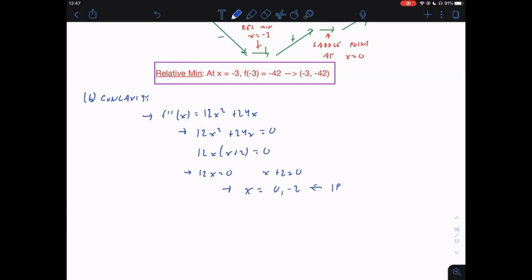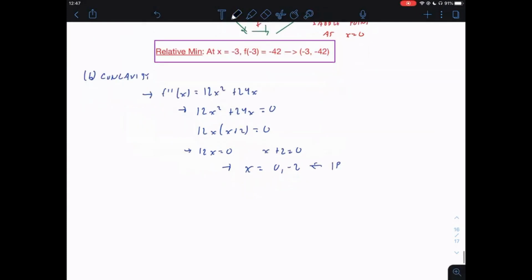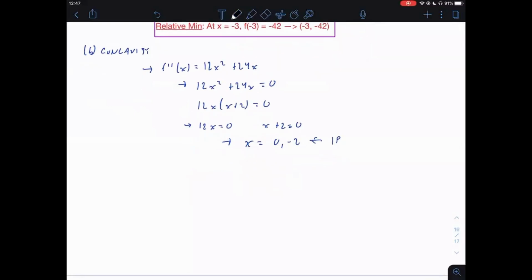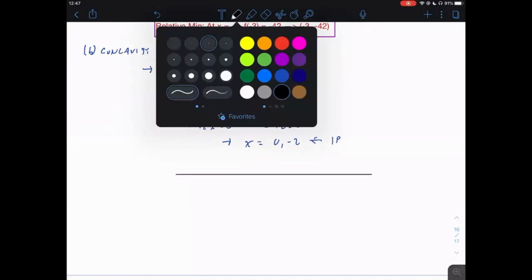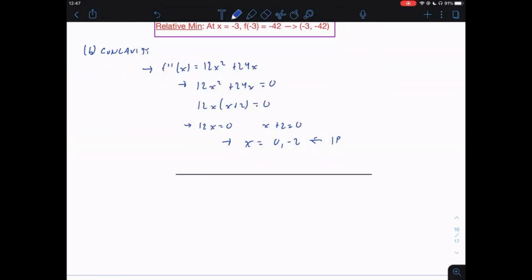Now, to determine the concavity around these inflection points, we have to do the number line test. Again, it's not called the second derivative test. It's just referred to as the number line test. How we set this up is pretty similar to the first derivative test, except now we're testing the second derivative. So we draw a number line and mark the two inflection points, which were at -2 and 0. So -2 somewhere around here, 0 somewhere around here.